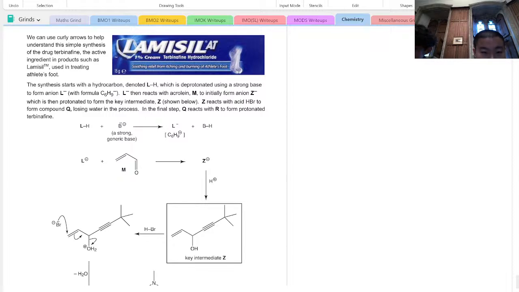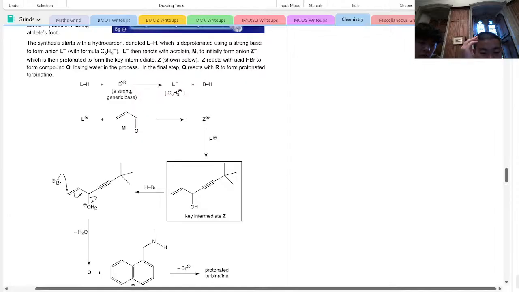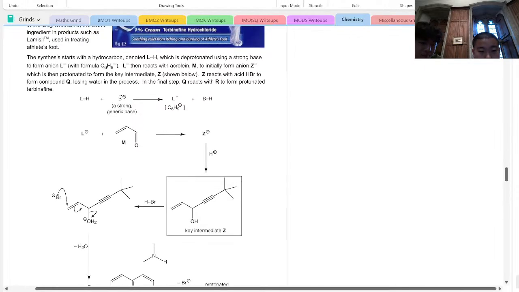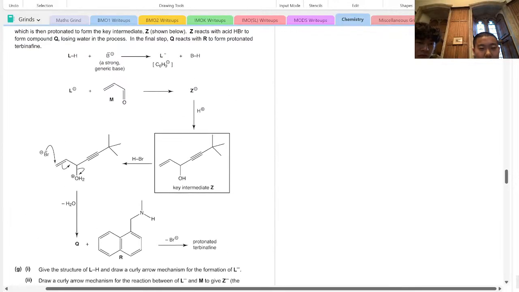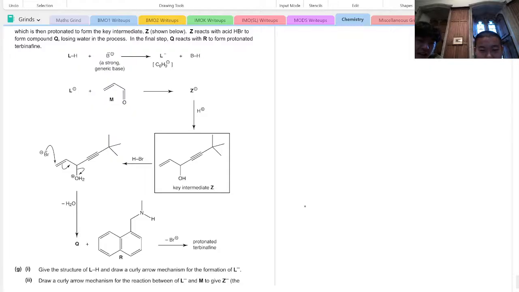Plus M to form anion Z, which is protonated to form the key intermediate Z shown below. Z plus HBr to form compound Q, the final step. They gave us Z, so can we not work out what Q is? You can work out Q from this. Okay, so I want to do Q first. Sure, we can do it in any order.